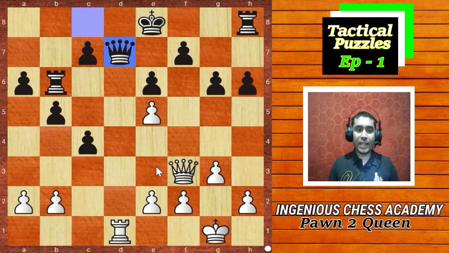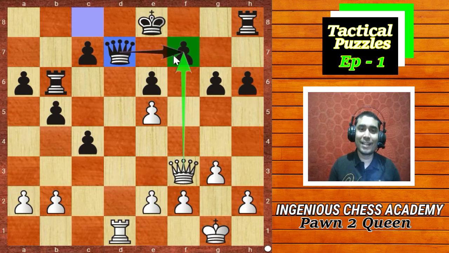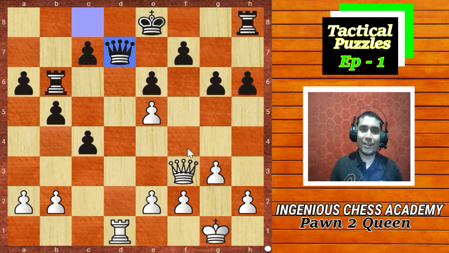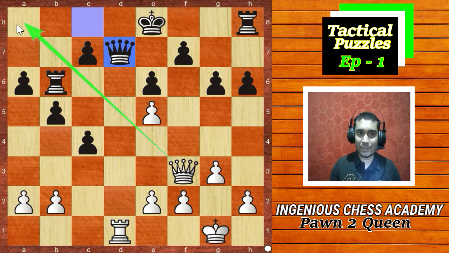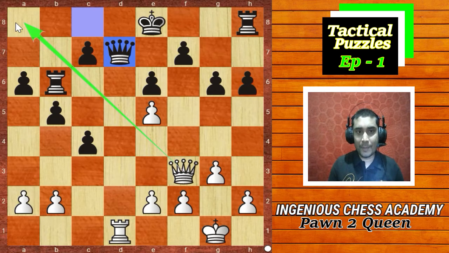So apply the first step, check. Can you see any check on the board? Yes, we can go for this check, but it is a very foolish check. If you go for this check, the queen will capture your queen. Okay, can you see any other check on the board? Yes, we have one more check here. Let's see what will happen if you give check here.